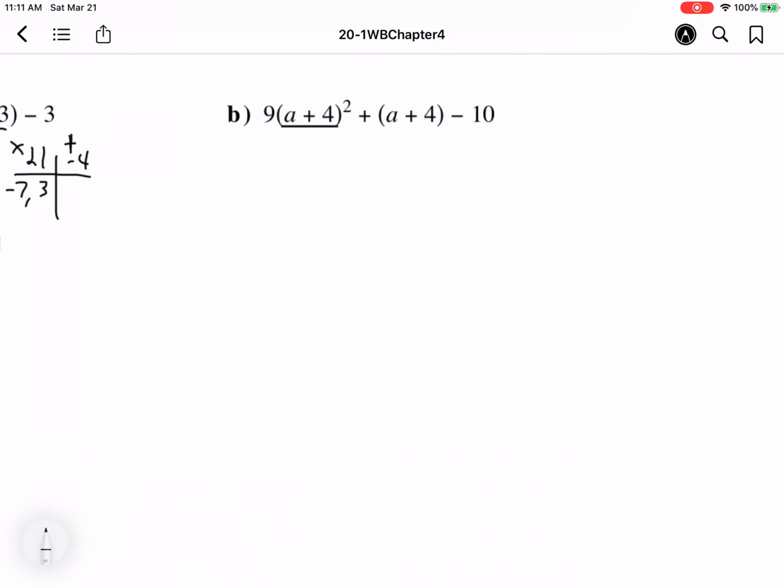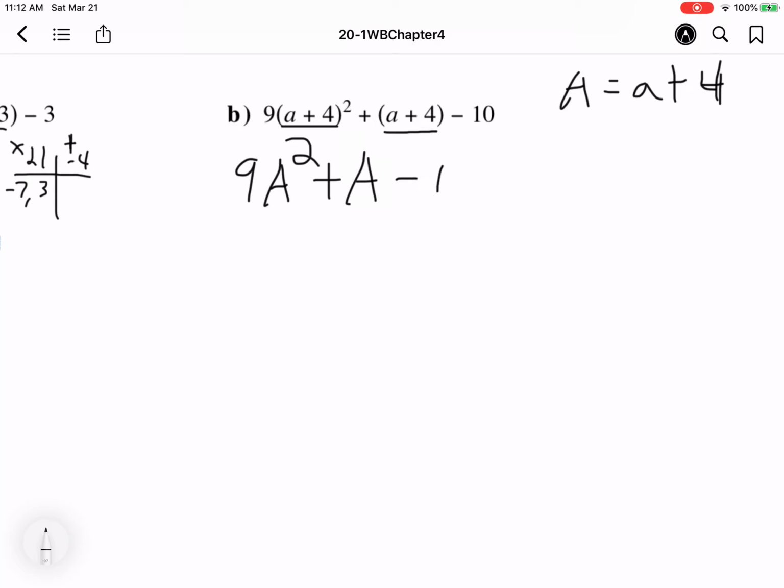So what I'm going to do is replace the entire thing with the letter A. So I'm going to say that capital A represents a plus 4. All right, this gives me 9A squared plus A minus 10. Notice there's no coefficient in the second term, so it's just 1A. So my numbers, my little t-chart here, have to multiply to negative 90 and add to 1. So my numbers are negative 9 and 10.